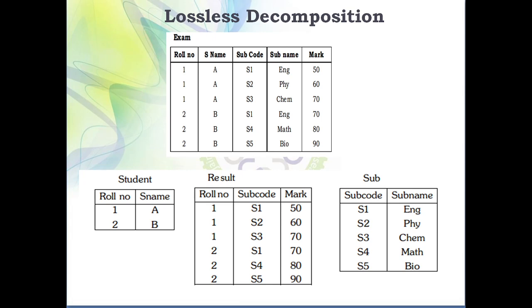Let's try to understand this with the help of this example. Suppose I have this exam table, which has 5 attributes: roll number, student name, subject code, subject name, and marks. These are the 5 attributes of the exam table, and there are a total of 6 tuples. What I have done is split this table into 3 subtables: table 1 is student, table 2 is result, and table 3 is subject. I have split the exam table into 3 subtables: student, result, and subject.